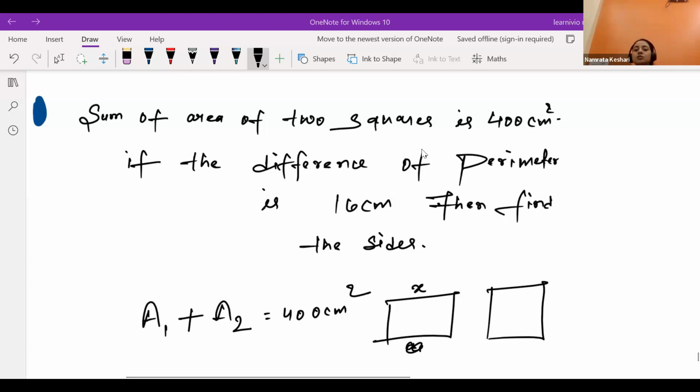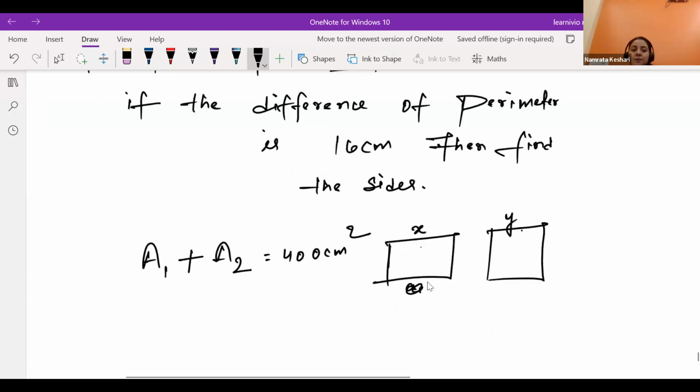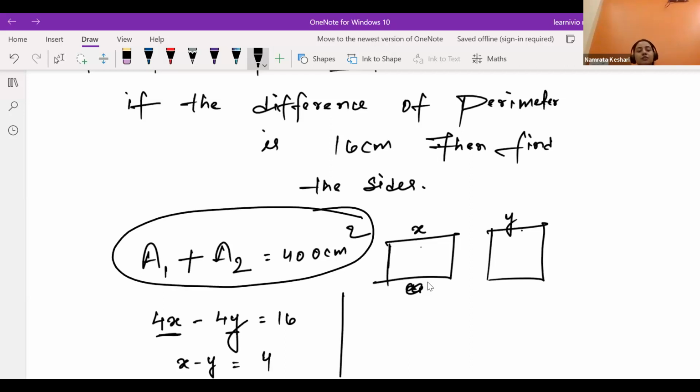So you don't know whether this question is from pair of linear equation or quadratic equation. Suppose for the first square the side is x, for the second square the side is y. Framing the equation, the difference of their perimeter is 4 times x minus 4 times y, that is 16 centimeter. This is the formula for perimeter of a square, right? So from here we are getting x minus y is equals to 16 by 4, that means 4.